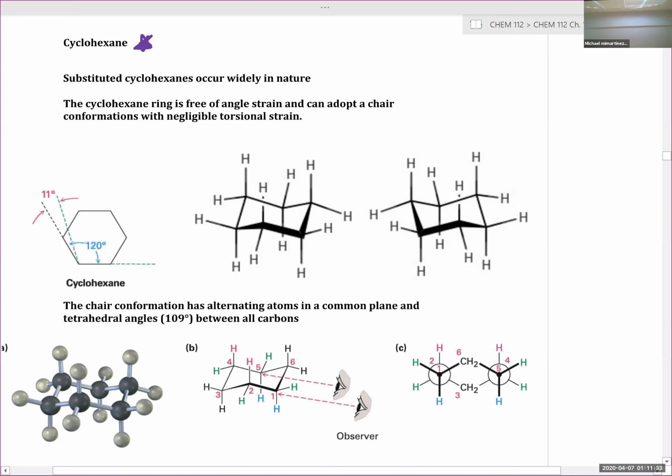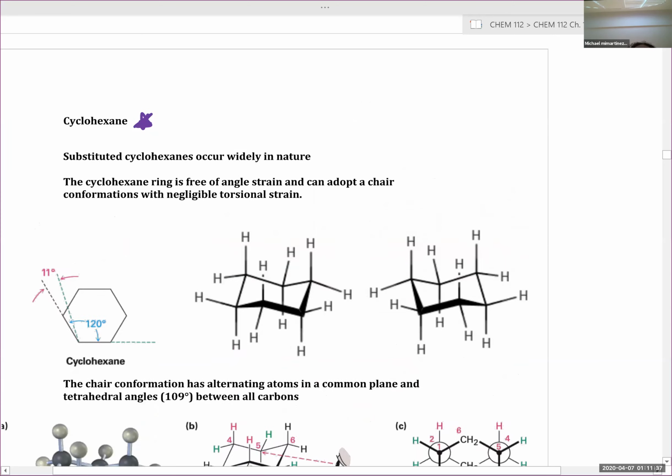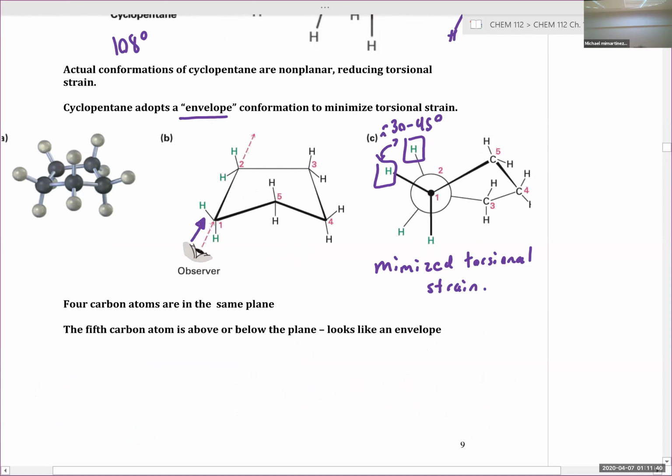Now, just to go back and explain this gauche. Essentially, the gauche conformation is when the substituents are separated by approximately a 60 degree angle. And gauche specifically refers to when you have bulky substituents.